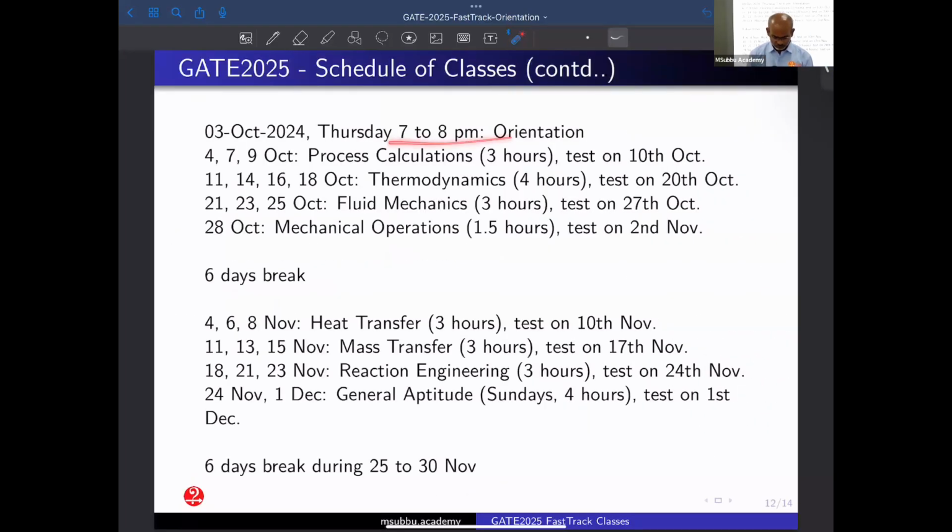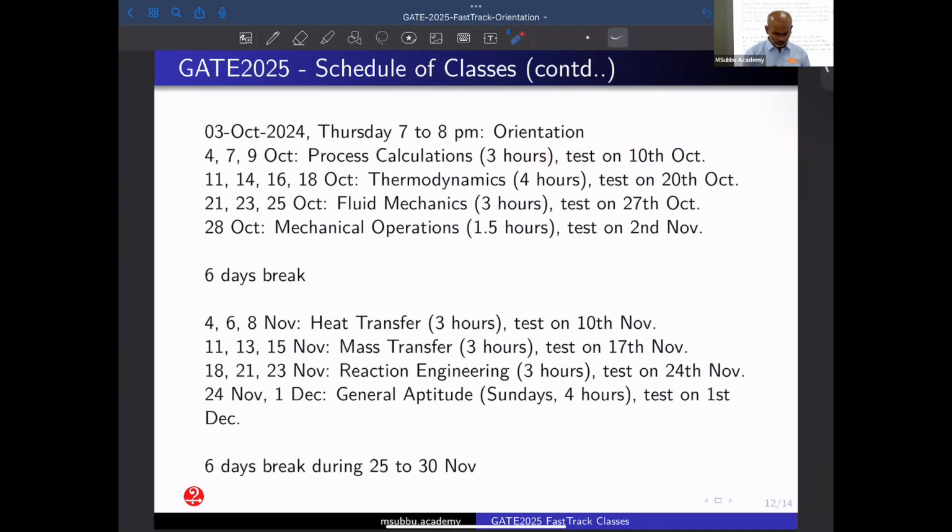Today we are having an orientation, and the classes start on the 4th or 9th, so you can reserve these dates. This schedule is already posted in your classes, like the FastTrack classes. There is a course page for these classes, which is GATE 2025 FastTrack classes. Many of you have already logged in and are going through the contents. If any of you haven't, you can directly go to this page. There is a link in the top menu itself: in the GATE coaching, there is a FastTrack link. You can click on that and go through it, and this schedule is available.